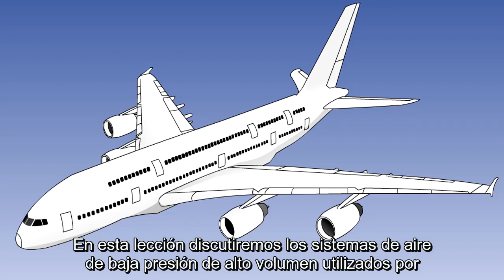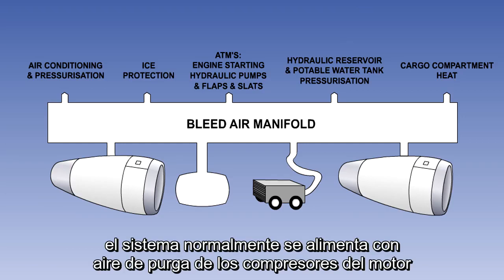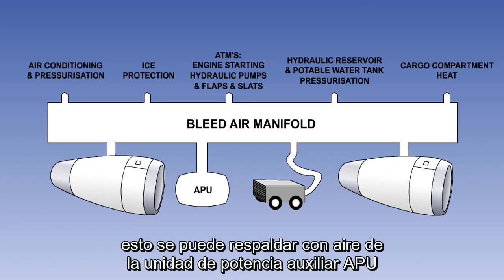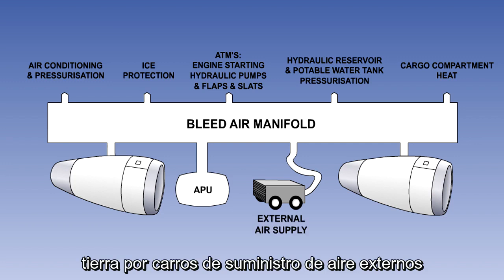In this lesson, we will discuss the high-volume, low-pressure air systems used by modern jet airliners. The system is normally supplied with bleed air from the engine compressors. This can be backed up with air from the Auxiliary Power Unit, APU, and on the ground by external air supply carts.